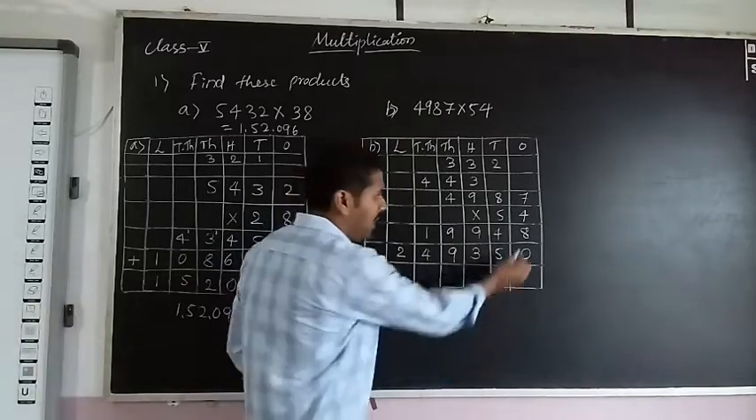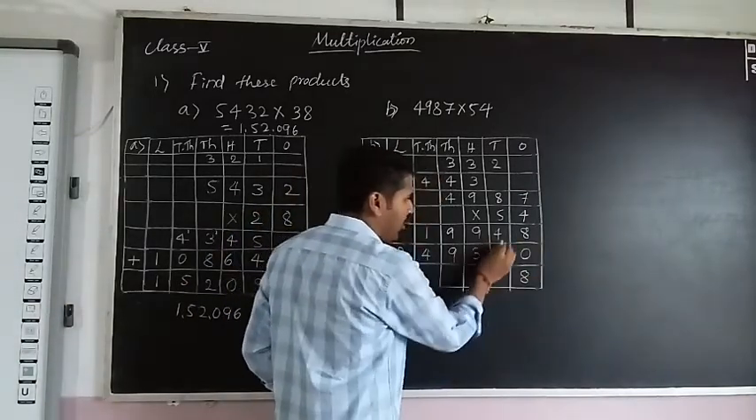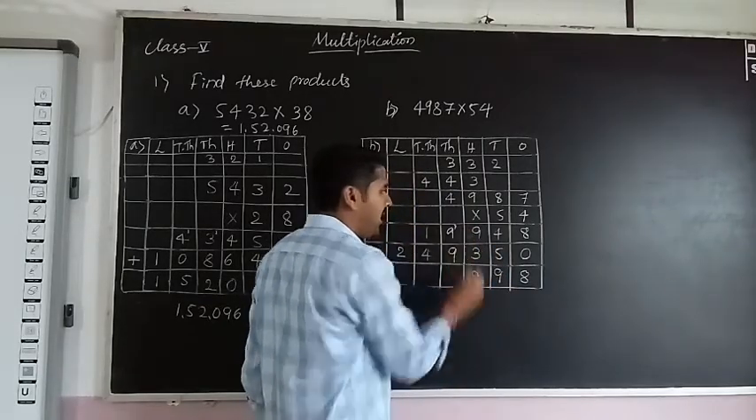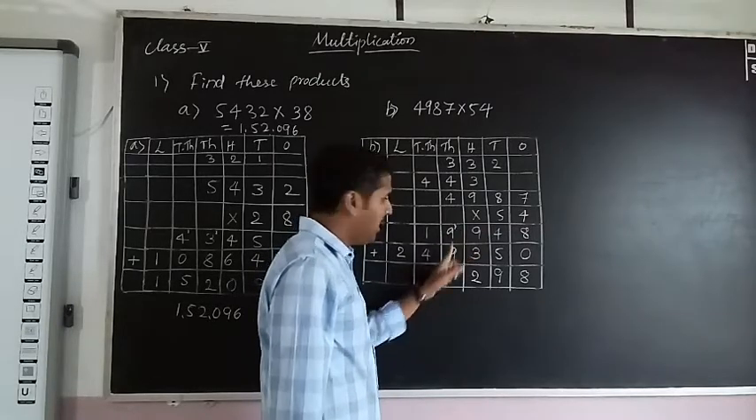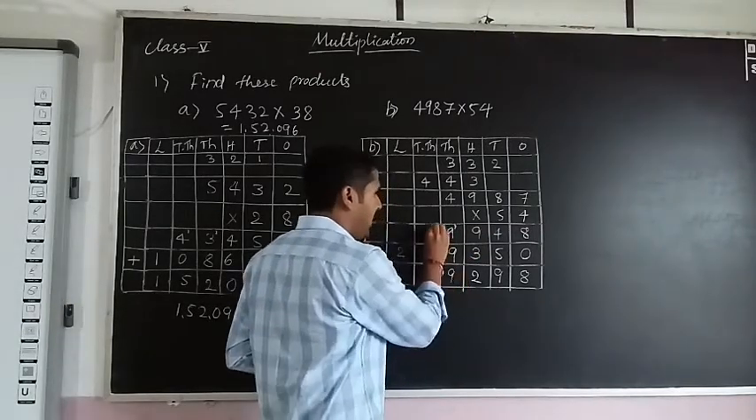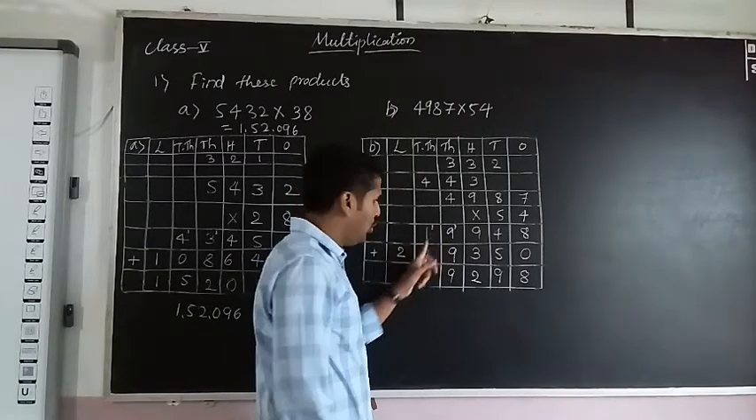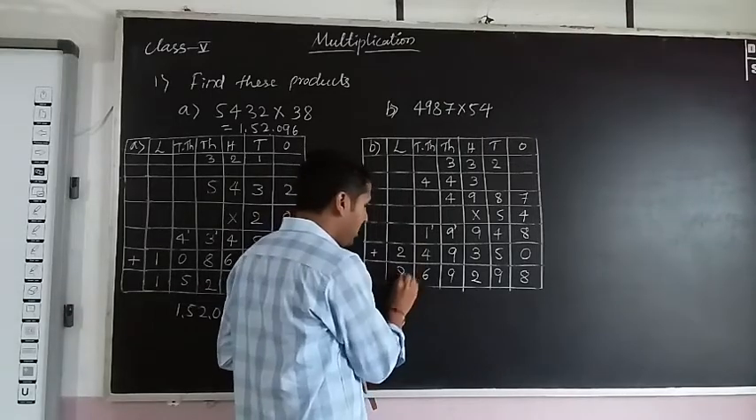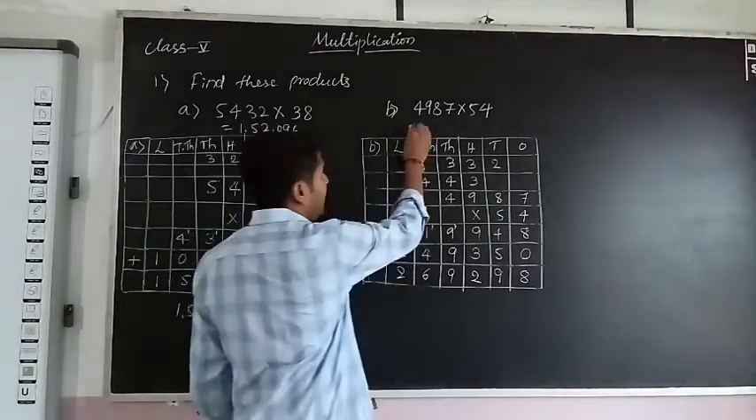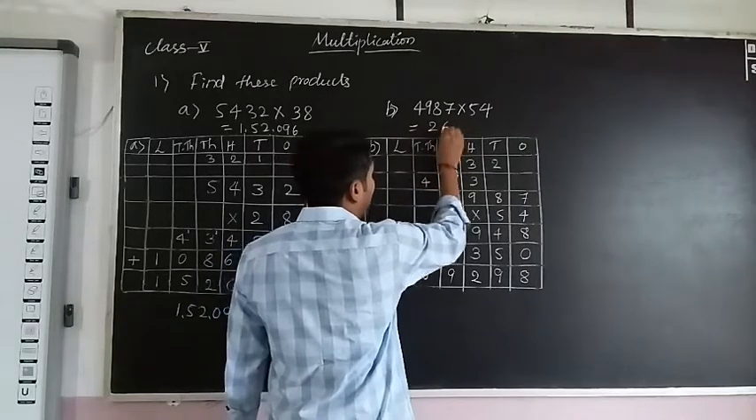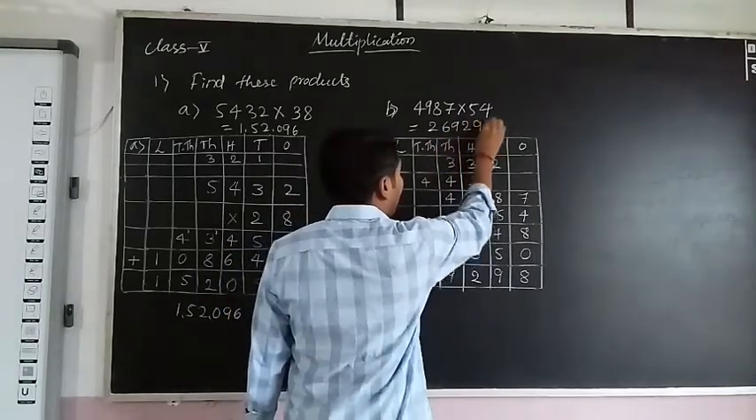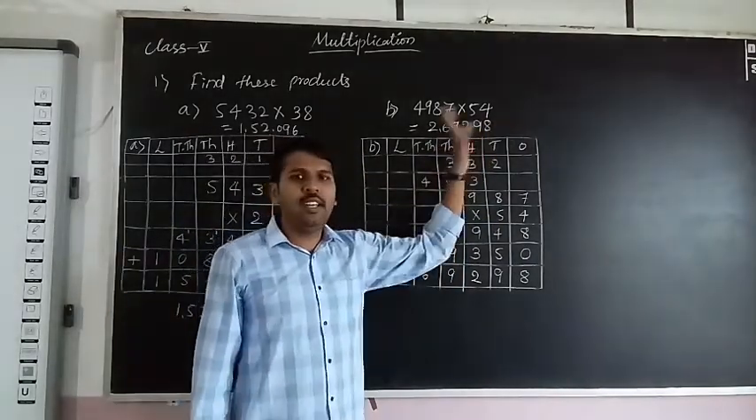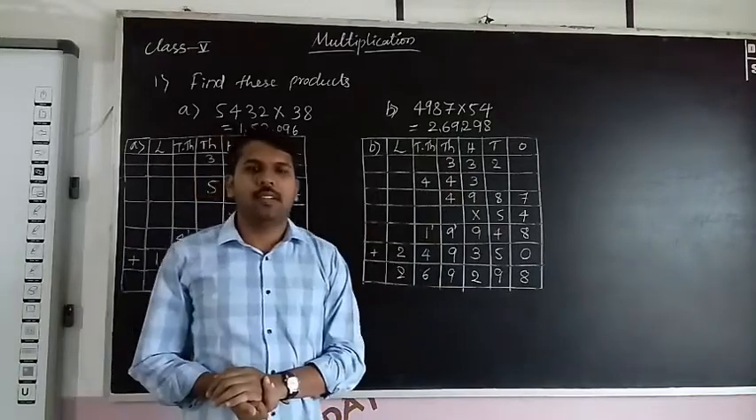Add these two. 8 plus 0, 8. 4 plus 5, 9. 9 plus 3, 12. So 1 carry here. 9 plus 1, 10. 10 plus 9, 19. So 1 carry again. 1 plus 1, 2. 2 plus 4, 6. Next, here there is no number with 0. 0 plus 2, 2. So what is the answer? Write down that number: 269298. Put the commas: 2,69,298. This is the way of multiplying the numbers.